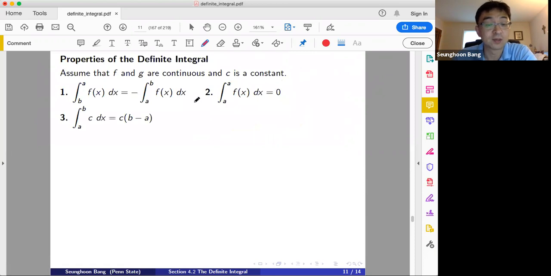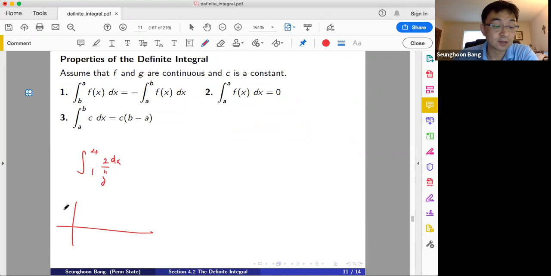The third one: the integral from a to b of c dx equals c times (b minus a). Why is this true? Think about one case, the integral from 1 to 4 of 2 dx. What does it mean? Here, y equals 2. This is the function y. The graph is the line at 2. The starting point is 1 and the terminal point is 4. What's the geometric meaning? The geometric meaning of the definite integral is the area under the curve. Exactly a rectangle. The length is 3 and the width is 2. So exactly 2 times 3. How can you find 3? Exactly, the length between 1 and 4.